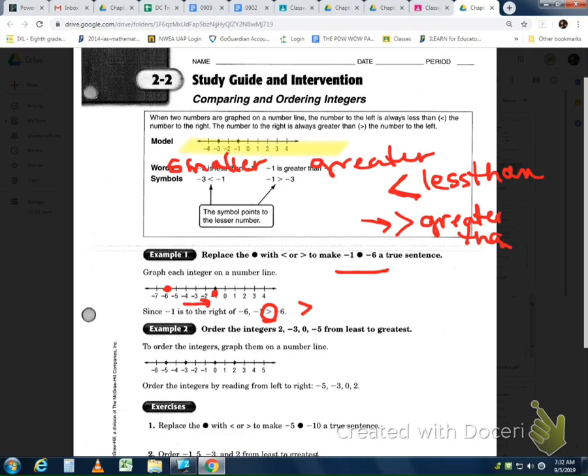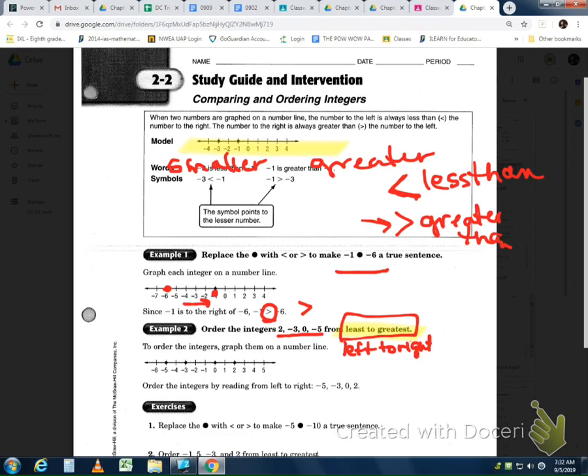If you have to order integers from least to greatest, I would definitely use a number line. And also be aware, these say least to greatest. Don't always assume that it's least to greatest. You really need to read the directions and make sure that some problem doesn't switch it on you and say greatest to least. Least to greatest would mean left to right on a number line because it's smallest to biggest.